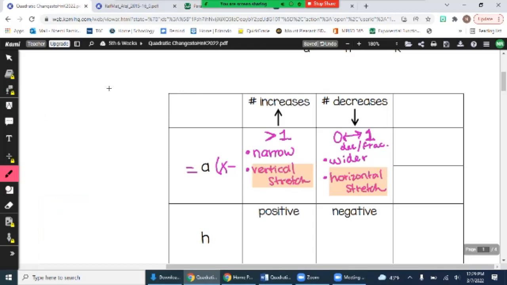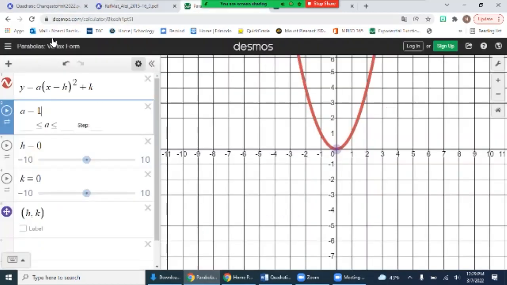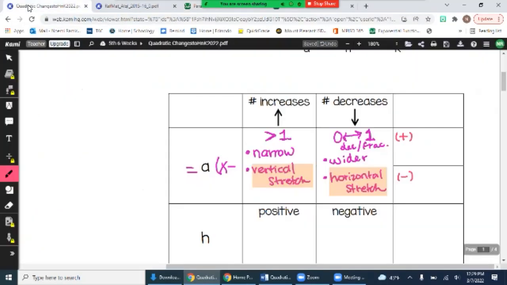Now, A can also be a positive number or it can be a negative number. What kind of effect does having a negative sign on A do to the parabola? It would flip it. If you have a negative in front, all it's going to do is flip the parabola over. So we always have to look at A separately. You have to look at the number separate from the sign. That only applies to A. So if it's positive, your parabola is going to be opening up. If it's negative, it'll open down.